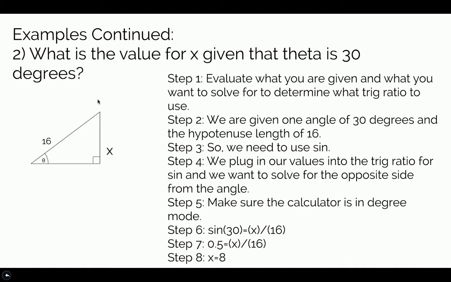We plug our values into the trig ratio for sine, and we want to solve for the opposite side from the angle. Make sure the calculator is in degree mode, and directly type in sine of 30, and you will get 0.5, and you set that equal to x all over 16. Multiply 0.5 and 16, and you'll get x is equal to 8.